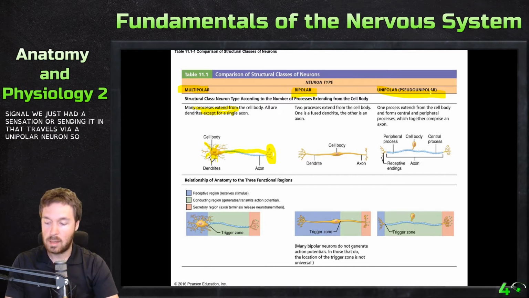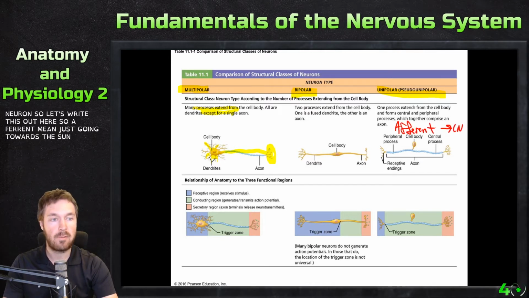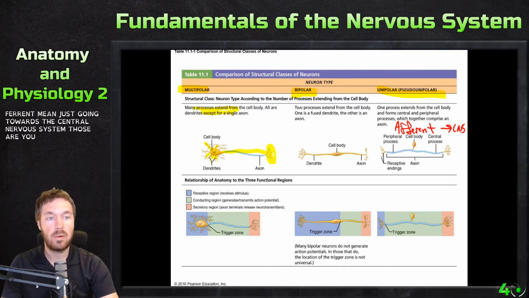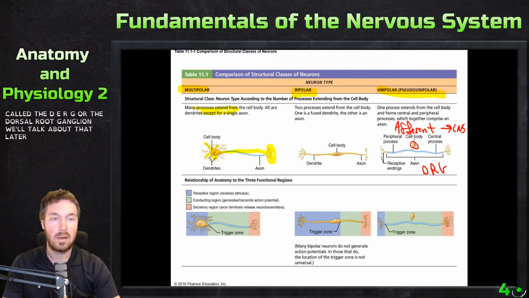So let's write this out here. Afferent means it's going towards the central nervous system. Those are unipolar neurons. They have these things called cell bodies. In the afferent sensory division here, this is called the DRG, or the dorsal root ganglion. We'll talk about that later. But that is a great example of a unipolar neuron.